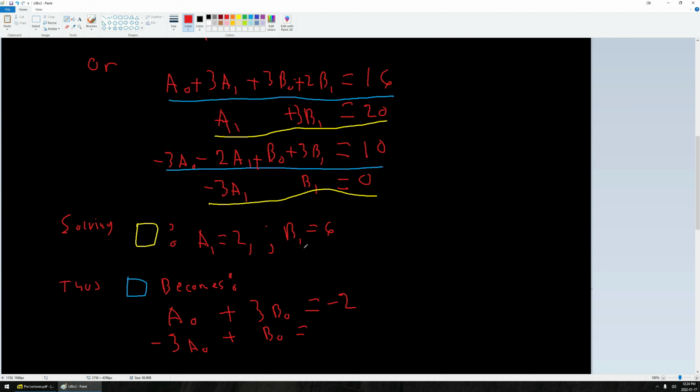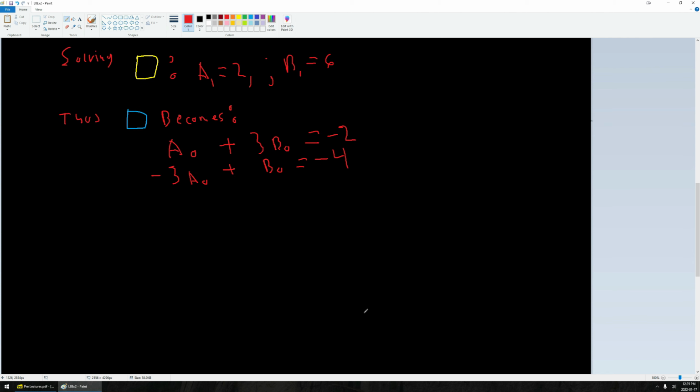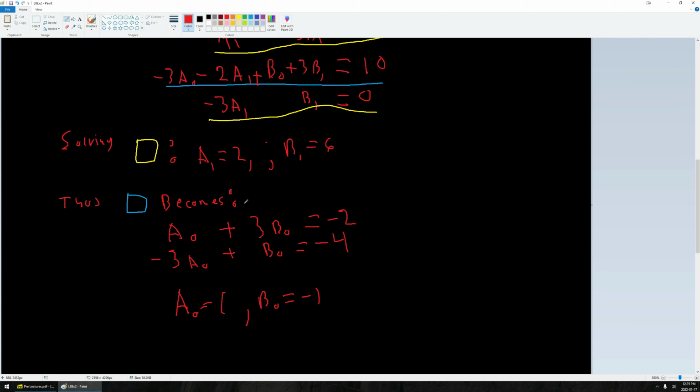B0 is equal to, well, it would be 10 plus 2 times 2 minus 3 times 6. So if you put all that together, that's just minus 4. And again, this is an easy problem to solve. So in this case, I would simply get A0 is equal to 1, and B0 would simply be equal to minus 1.